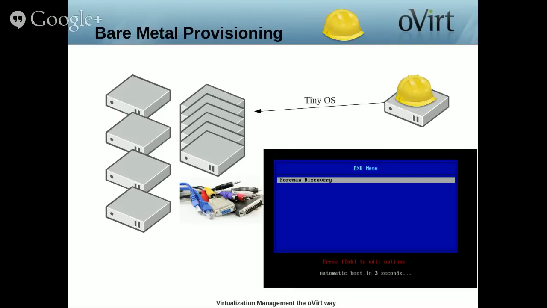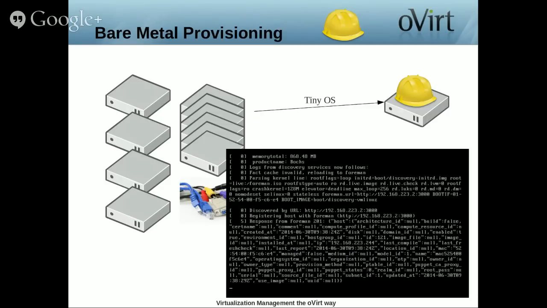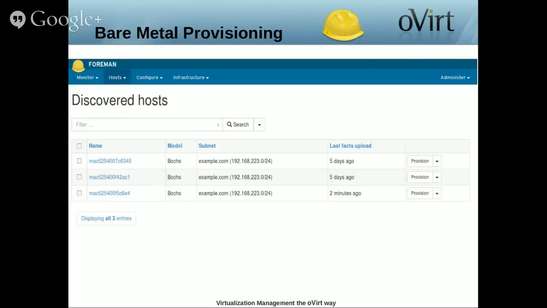And when you send the tiny OS, if you have a screen, you can see that the server will boot up to the Foreman discovery image. This image is really small and it boots up very fast, and then the server automatically sends all its information, all its specification, to Foreman when it boots up. In that way, if we look at the Foreman UI, we can see that it discovers all the hosts that just connected to the network.